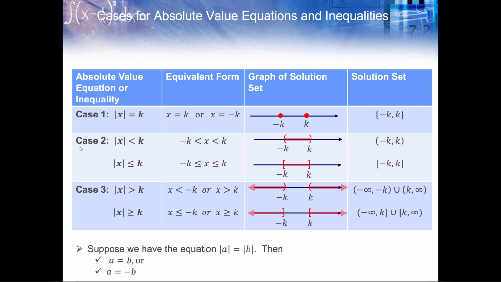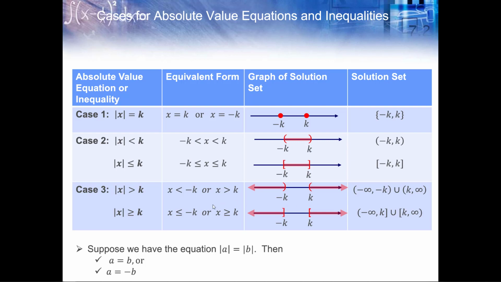The second case is where we have the absolute value of x is strictly less than k, or is less than or equal to k. In this particular case, our solution is going to be an interval, but it's going to be a bounded interval. It will either be bounded between negative k and k, not including k's, which in this case means we have an open interval, or it's going to be bounded between negative k and k, including both negative k and k. In this case, we actually have a closed interval.